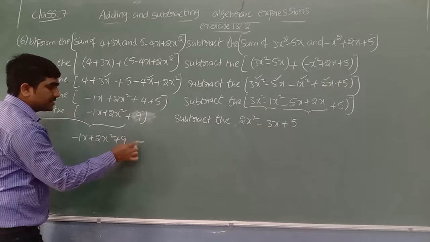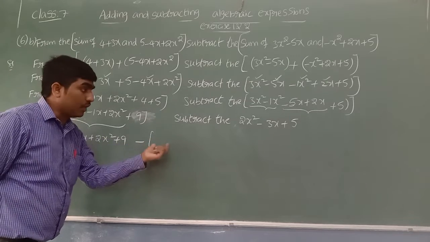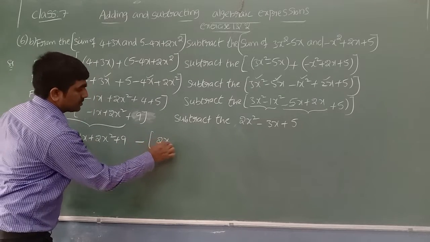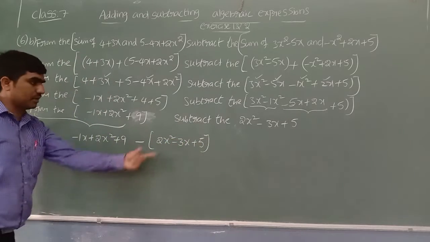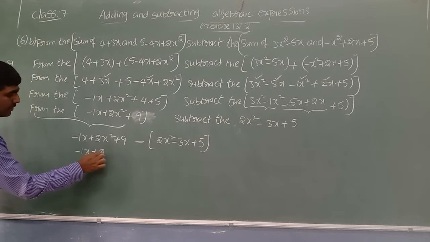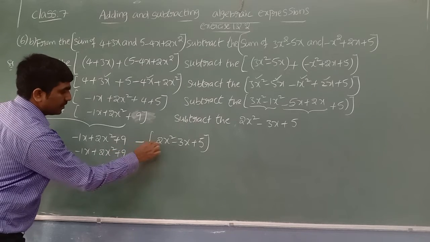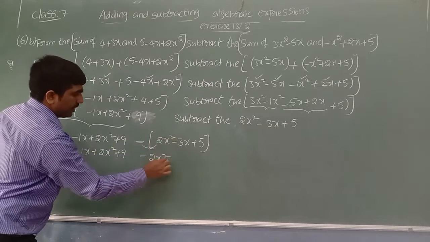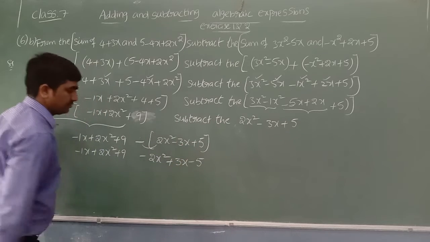As I said, after the minus we should keep the bracket. All the terms inside the bracket we need to multiply with this minus symbol. You can write here now 2x square minus 3x plus 5. Now all those terms multiply with the minus symbol. Minus 1x plus 2x square plus 9. Minus multiplies each and every term. Minus into plus, minus 2x square. Minus into minus, plus 3x. Minus into plus, minus 5.